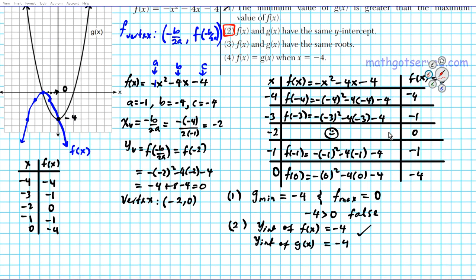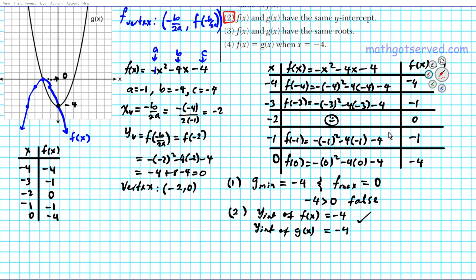All right, so let's just go over questions 3 and 4 just to review points of intersection and roots. Let's look at option 3 just to show you why option 2 is the only correct answer. For option 3, it says f of x and g of x have the same roots. So what are the roots of a function? The roots of a function are the x values where the function intersects the x-axis. Those are the roots, okay?